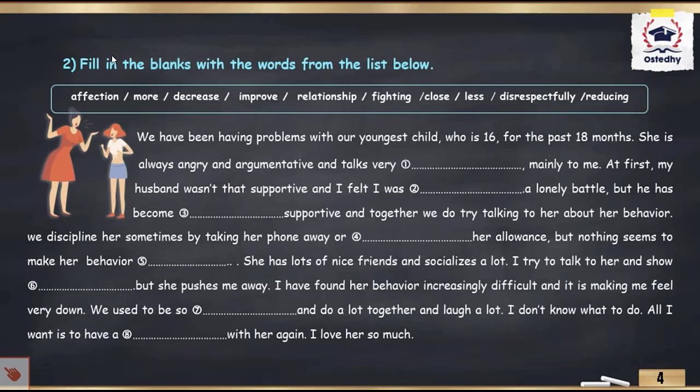Okay. So we are in number 2, and we need to fill in the blanks with the words from the list below. So let's start reading the context, please. Yes. Let's go. Fill in the blanks with the words from the list below. Affection, more, dresser, decrease, improve, relationship, fighting, clothes, less.